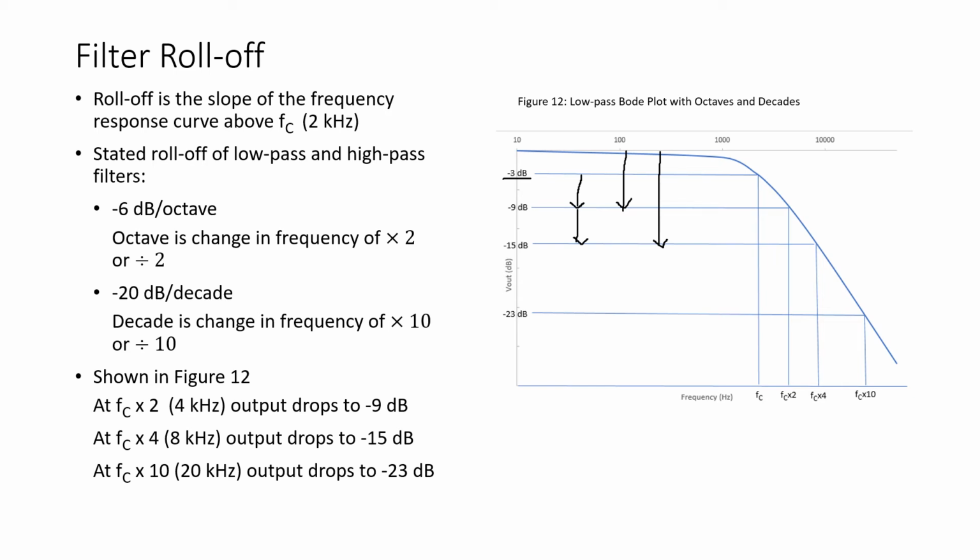Now, from the cutoff frequency to the cutoff frequency times 10, the signal drops by 20 decibels. But from up here, that's a drop of 23 decibels. So by using these stated roll-off values, I can determine the output at an octave or 2 octaves or 3 or 4 octaves above the cutoff frequency, and I can determine the output at frequencies at decades above the cutoff frequency. So this is one of the advantages of using the Bode plot, that we can predict the output voltage at frequencies which are octaves or decades above, or in the case of a high pass filter, below the cutoff frequency.